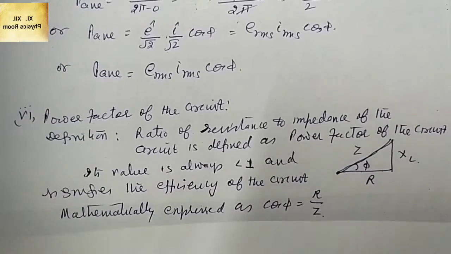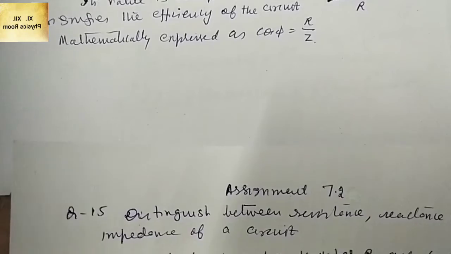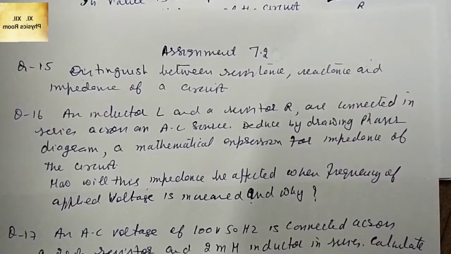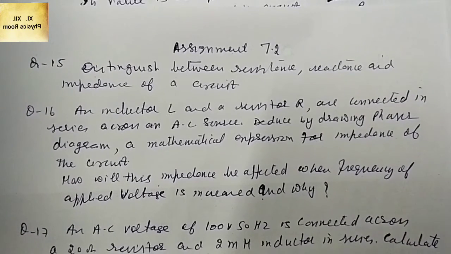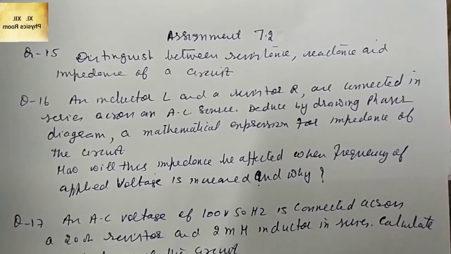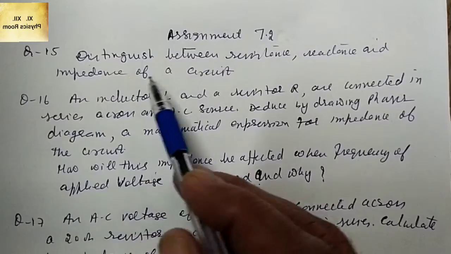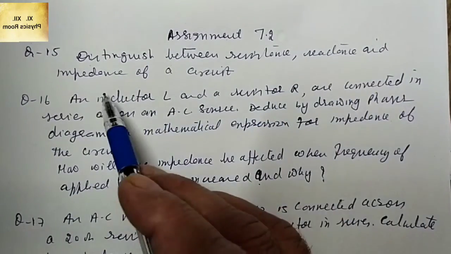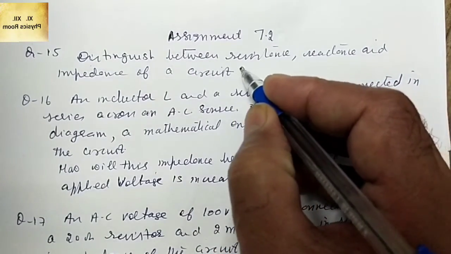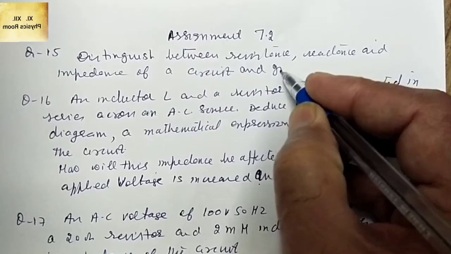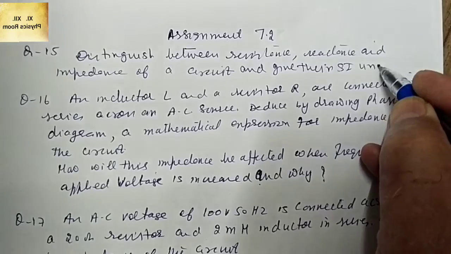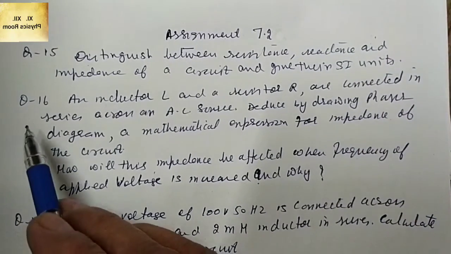Now is the assignment. Some questions we have to solve. Okay, assignment 7.1, question number 15. Distinguish between resistance, reactance and impedance of a circuit and give their SI units.